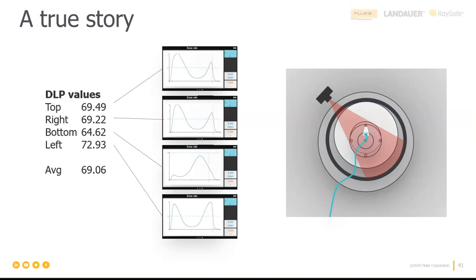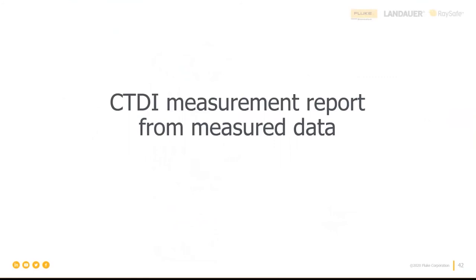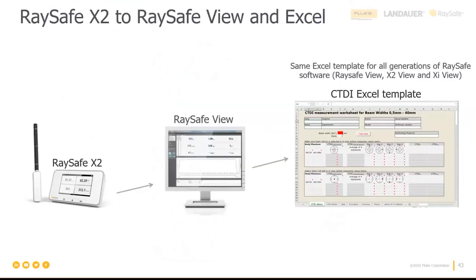Okay, so now we'll have a look at the CTDI measurement report and how we create that from measured data. The X2 unit stores and measures data, and it's stored automatically. But when you connect it to a computer, you can have our RaySafe View software on the computer, and that will receive the data from the X2.